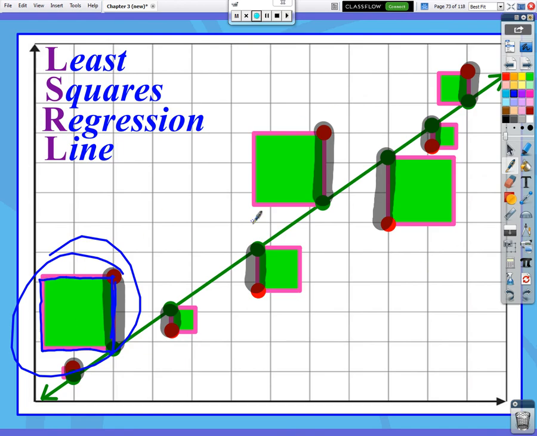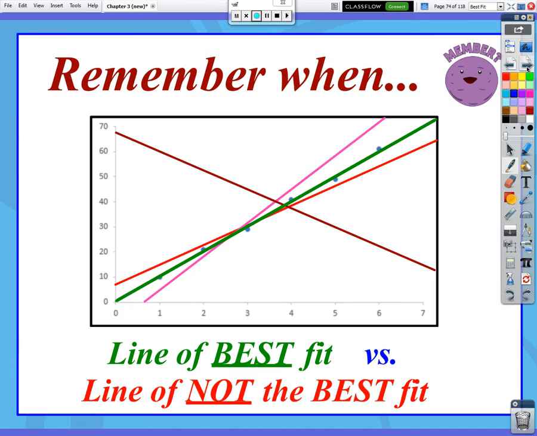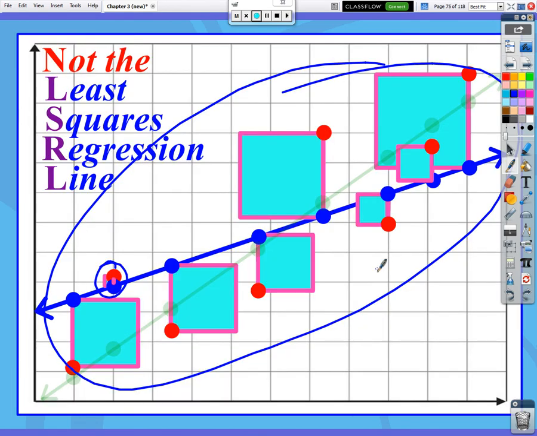So again, the least squares regression literally means we need the smallest possible squares from the residuals here. And that is how you create the line of best fit. It is the best possible fit that reduces the amount of error from all of your data points.